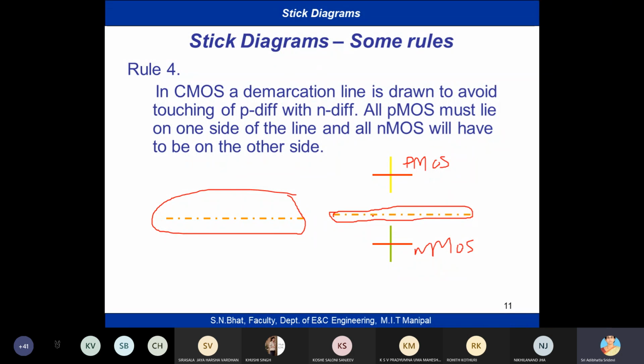We should have a brown color demarcation line which separates NMOSFET and PMOSFET. So PMOS should lie on one side of the demarcation line and NMOS should lie on the other side of the demarcation line. Are you getting it?